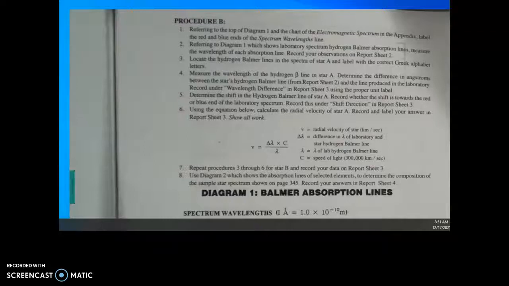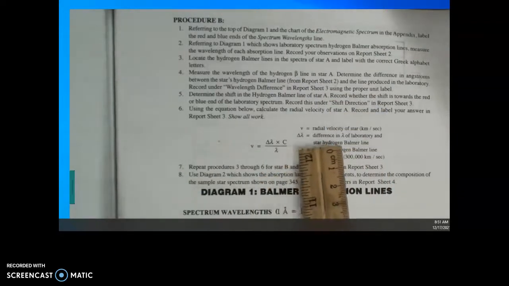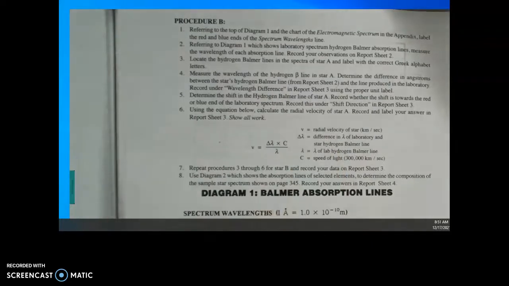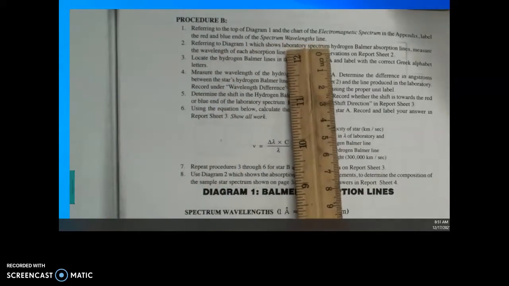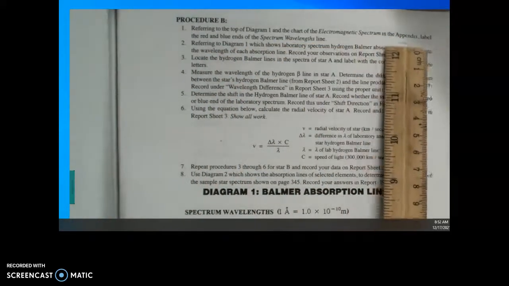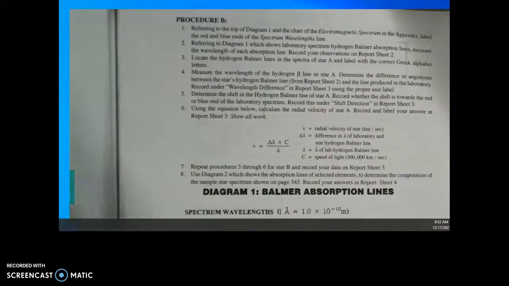All right, guys, I'll take you through this procedure B here because it's often kind of blown out of proportion. I think because this equation is here and people see this and they're like, all right, I'm done. So I just want to go through and show you how to do this. So it says, referring to the top of diagram 1 and the chart of the electromagnetic spectrum in the appendix, label the red and blue ends of the spectrum wavelength lines.